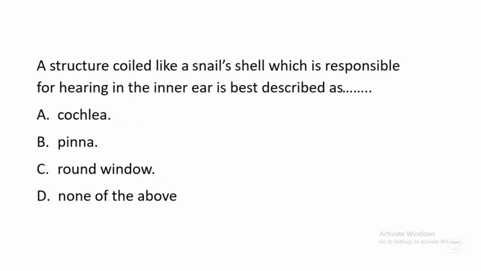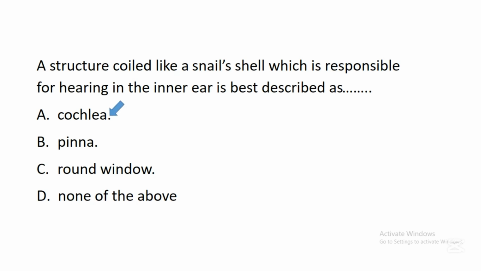The next question says, a structure coiled like a snail's shell, which is responsible for hearing in the inner ear, is best described as dash. A. Cochlea, B. Pinna, C. Round window, D. None of the above. In this question, the correct answer is A.